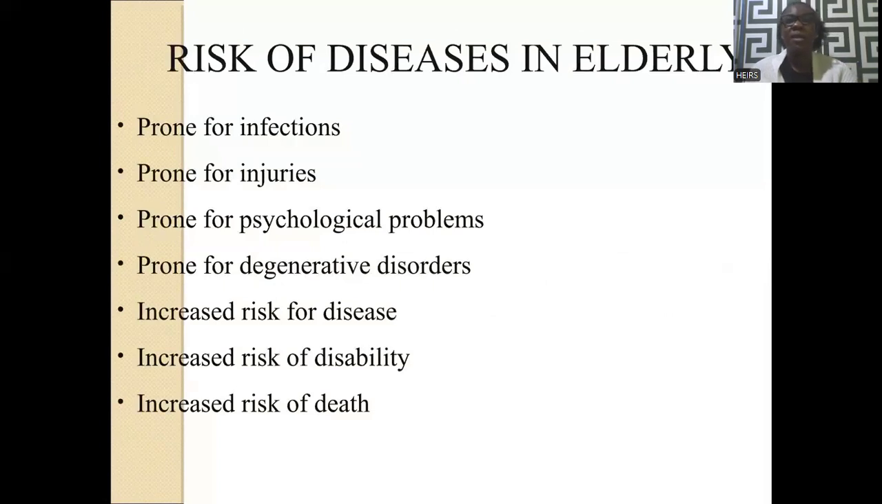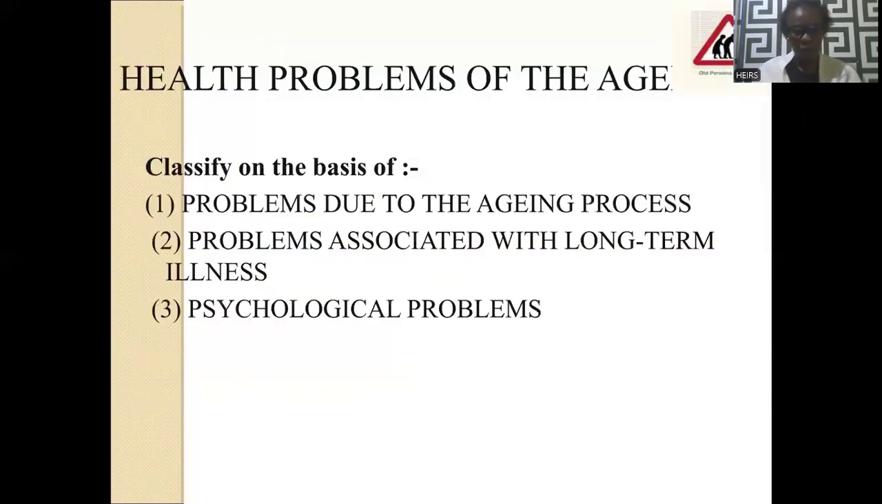Some risks of disease in the elderly include: elderly people are prone to infections. They are prone to injuries. They are prone to developing psychological problems. They are prone to developing degenerative disorders. They also have increased risk for diseases such as hypertension, diabetes, cancers, and the like. They have increased risk for disabilities, visual impairments, nerve deafness, even severe osteoporosis impeding their ability to walk without pain. Then, of course, there's increased risk of death in the very old population.